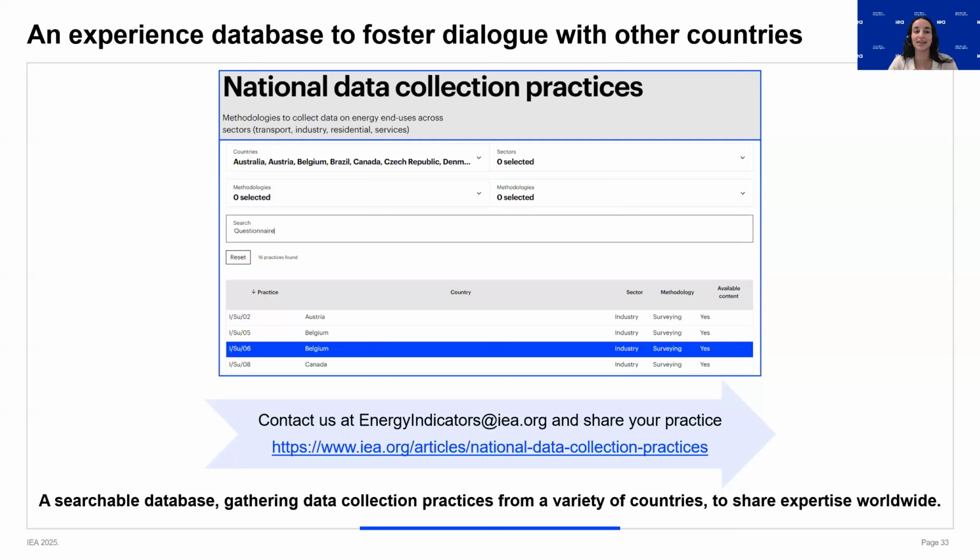And that's why the IEA gathers online numerous data collection practices, along with some documentation from many countries around the world, covering a huge diversity of situations. You will for sure find some insights by browsing these tools, and we can put you in contact with the institution in charge of these data collections if needed.